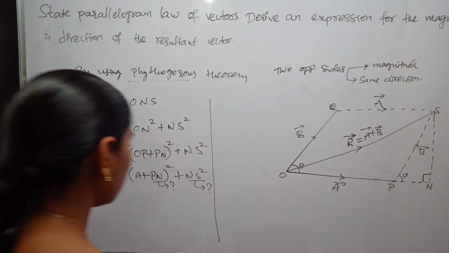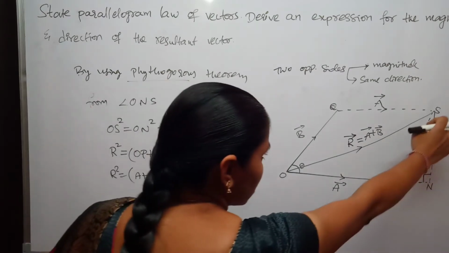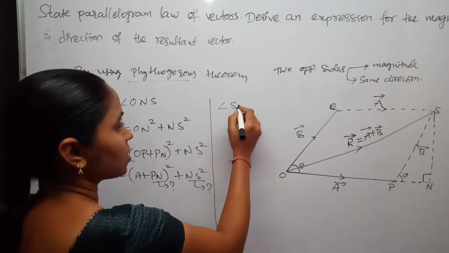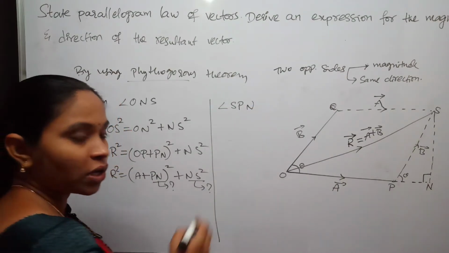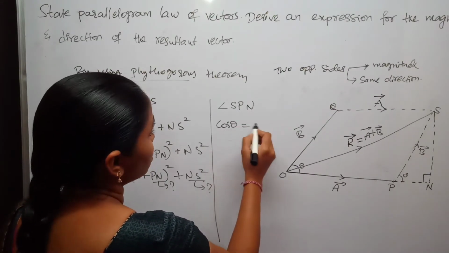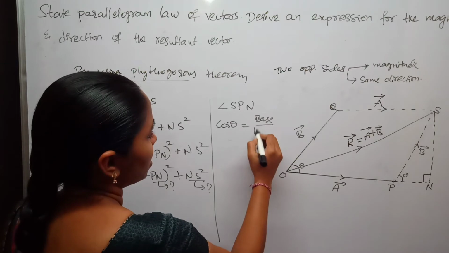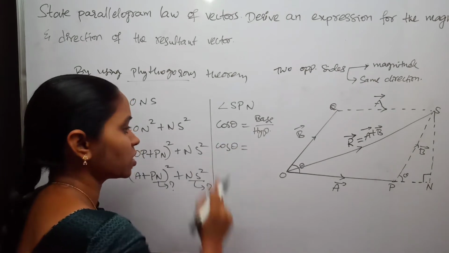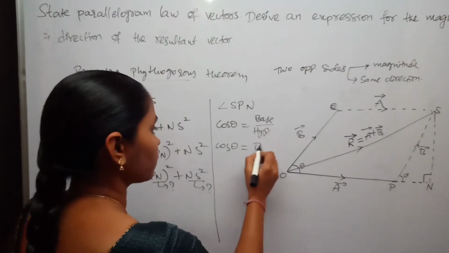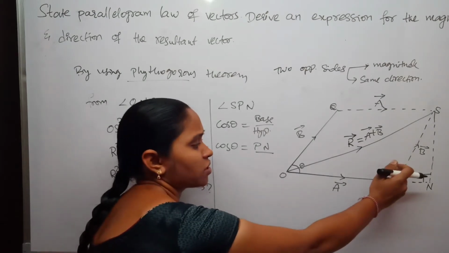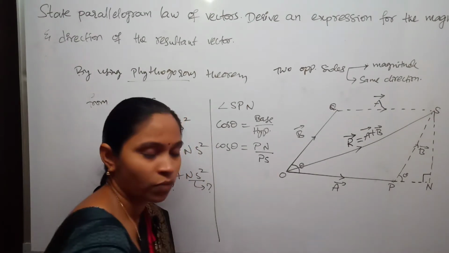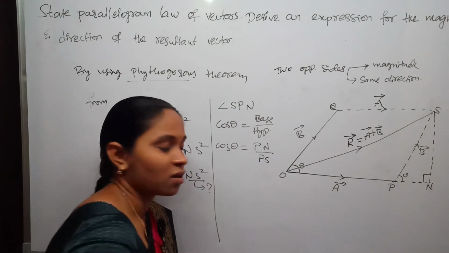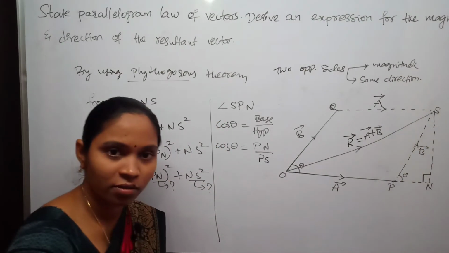Now to find this, I am considering the triangle SPN. From triangle SPN, what is cos theta? We have cos theta is equal to base by hypotenuse. Cos theta is base by hypotenuse from trigonometry. What is the base? Here we have PN. And what is the hypotenuse here? PS. This is the right angle triangle SPN. For this triangle we have PS as the hypotenuse, right?